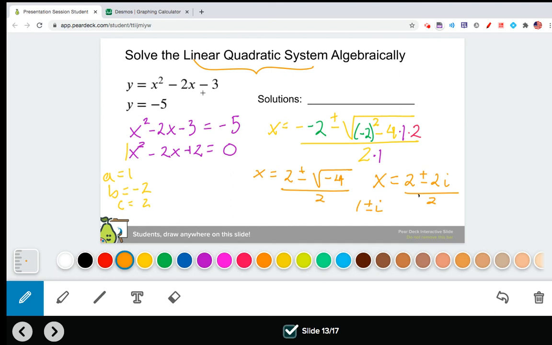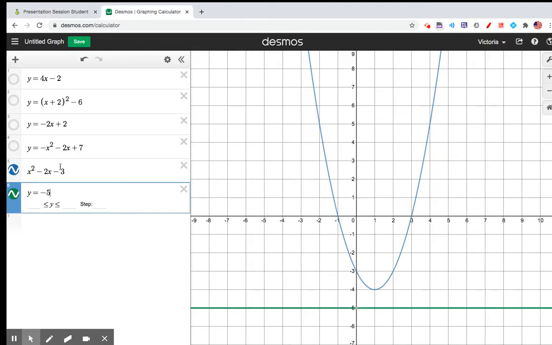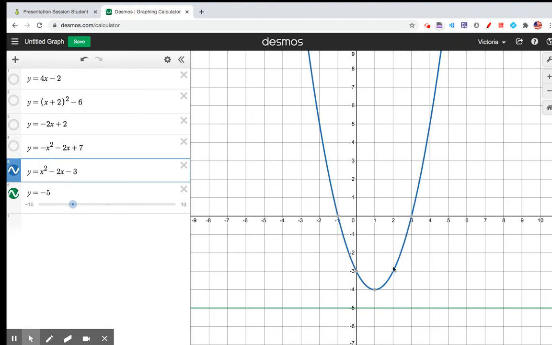And so if I were to graph this on Desmos, this parabola and this linear function will not intersect. And I will show you that, okay? Here's my quadratic function. It was y equals x squared minus 2x minus 3. And here's my linear function down here.